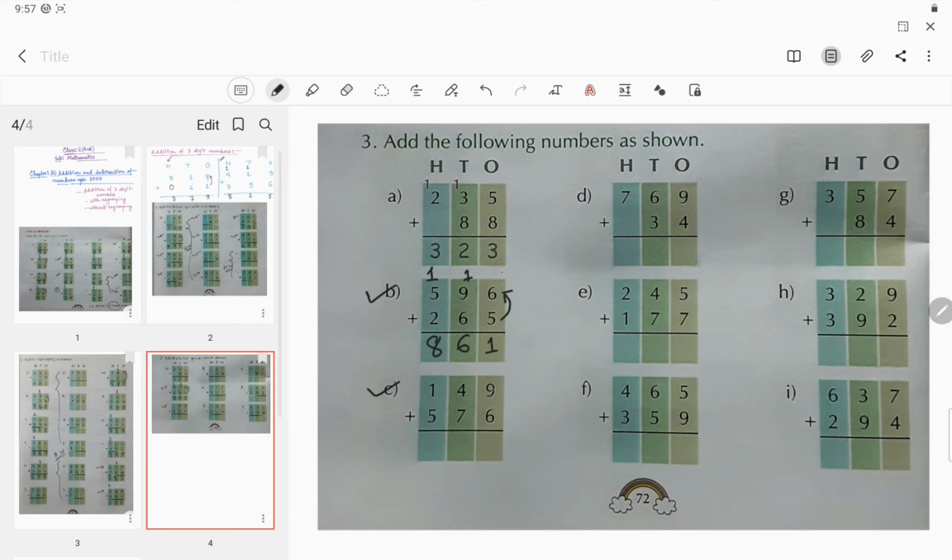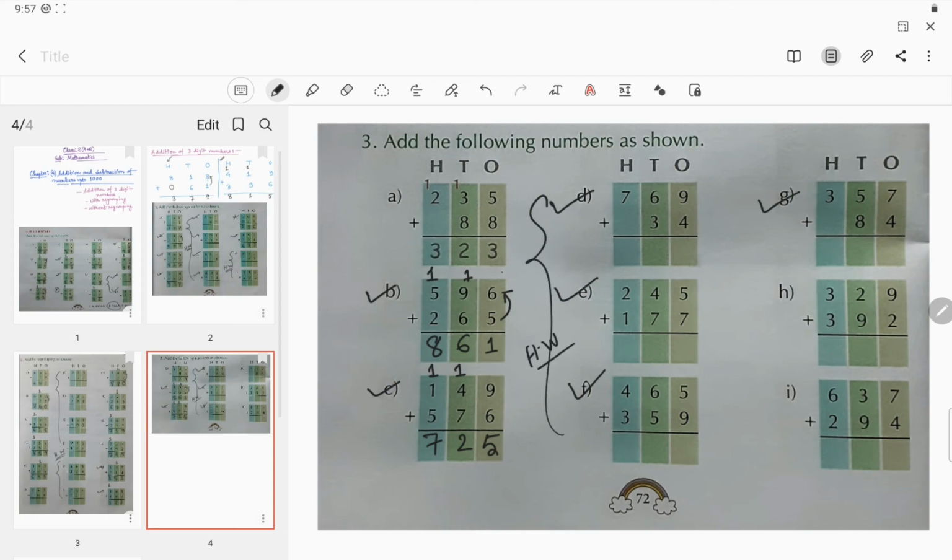C number, 6 plus 9 is 15, that means you have to put 5 here and 1 will carry over. Now 7 plus 4 is 11, 11 plus 1 is 12, then again 1 will carry over. So 5 plus 1 is 6 and 6 plus 1 is 7. D number, E number, F number, you have to try. This is your home task.